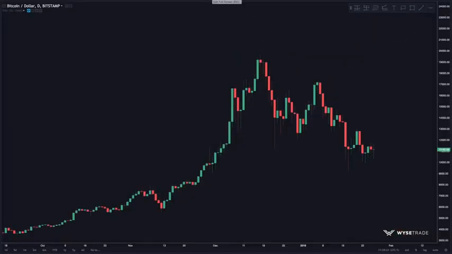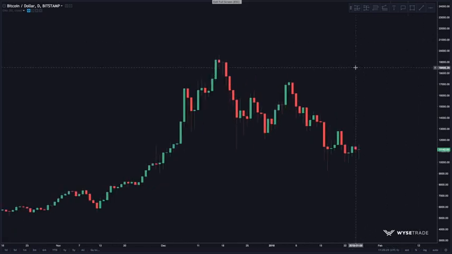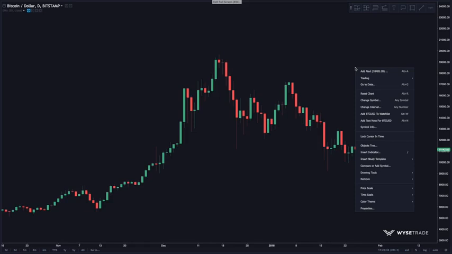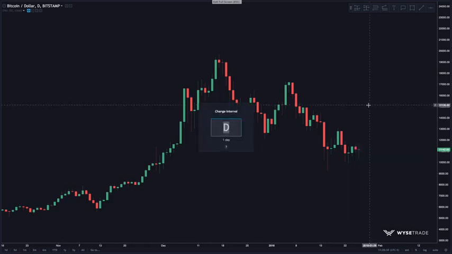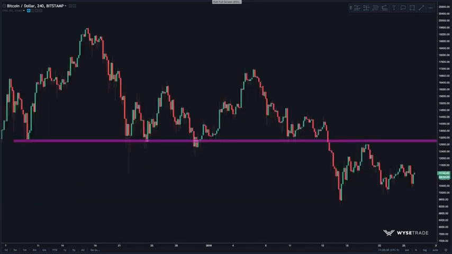So here is another example with everyone's favorite, Bitcoin. As you can see, price is making lower highs and it is in a clear downtrend. So you want to trade with the trend instead of against it. Now, jumping down a time frame, we notice that this is a very clear area of support.